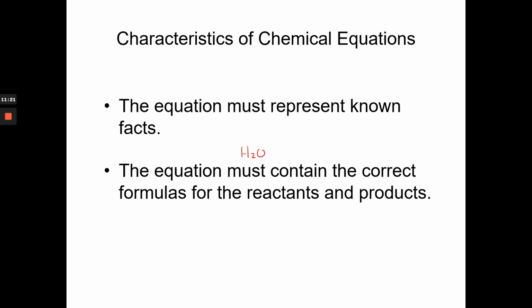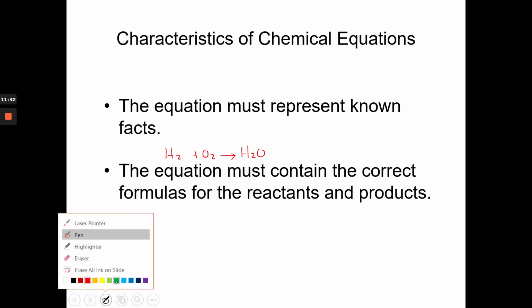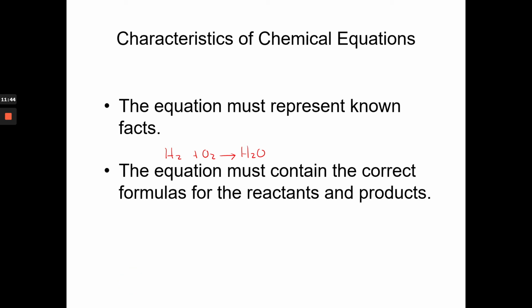If you need an extra something like, let's say we say H2 plus O2 goes to water. Now, that's not a balanced equation. I have 2 hydrogens on the reactant side, 2 on the product side. That's great. But I have 2 oxygens on the reactant side, but only 1 on the product. Now, I am not allowed to simply add a subscript 2 down here because that doesn't represent known facts.